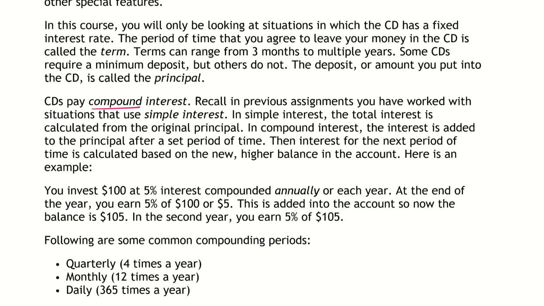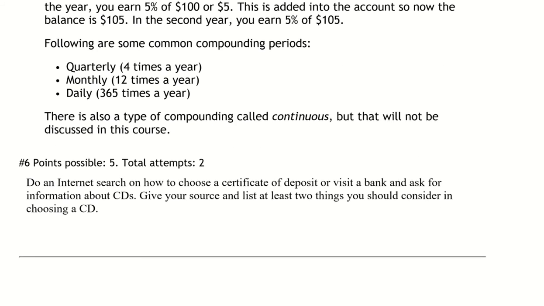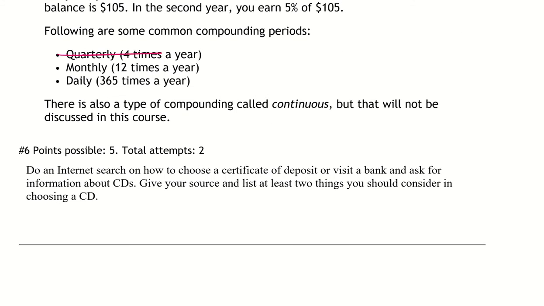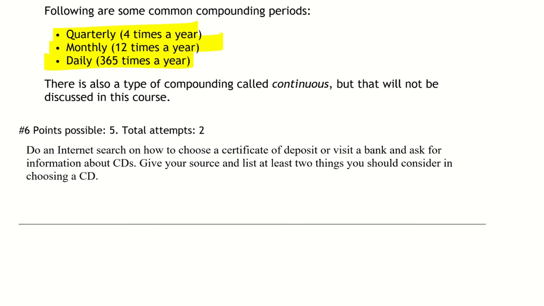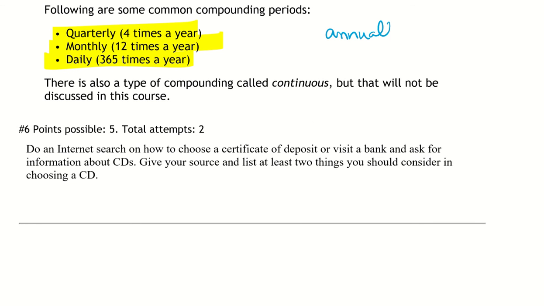We use compound interest, so that means different from the ones we used before, which was simple interest. So we have two types of interest. Simple was before, now we're going to look at compound. Here are most compound periods. They're either quarterly, monthly, daily, and of course you have your annual, your yearly. And then there's something called continuous, but we're not going to talk about that in this course. So 4 times a year, quarterly, 12 times a year is monthly, 365 is daily. And then if it says annually, that's just 1 time a year.